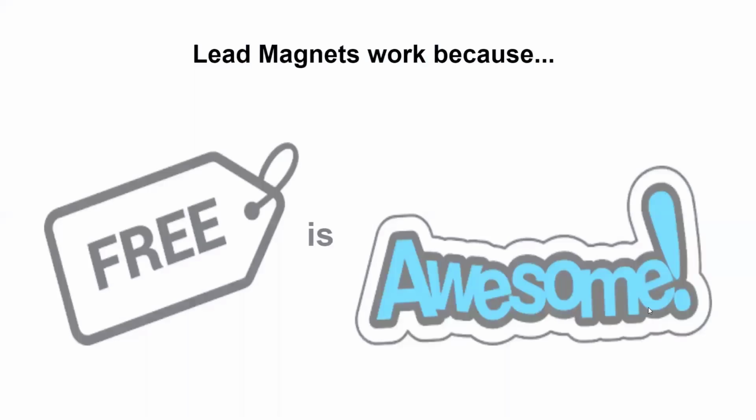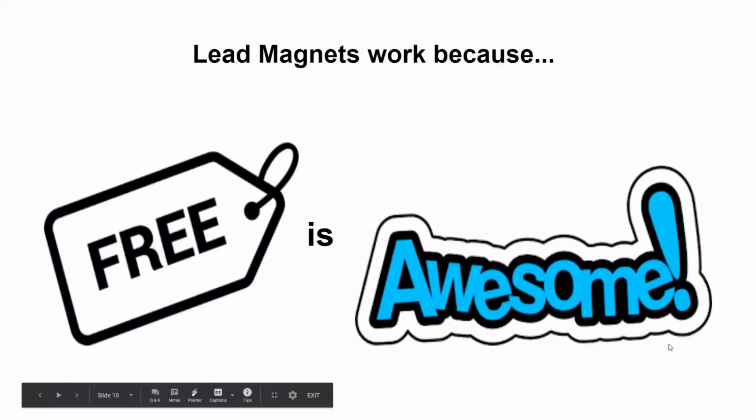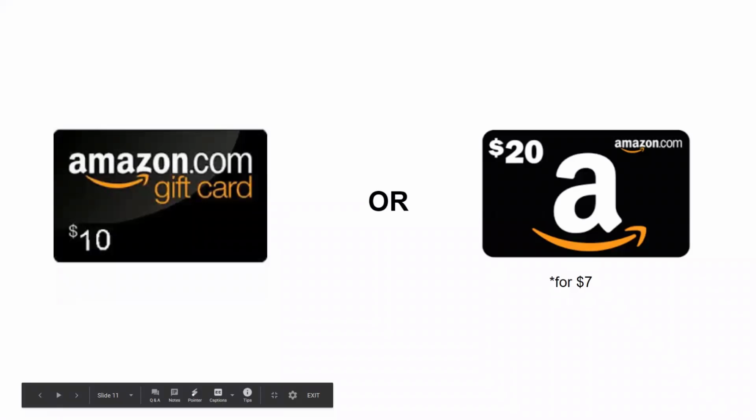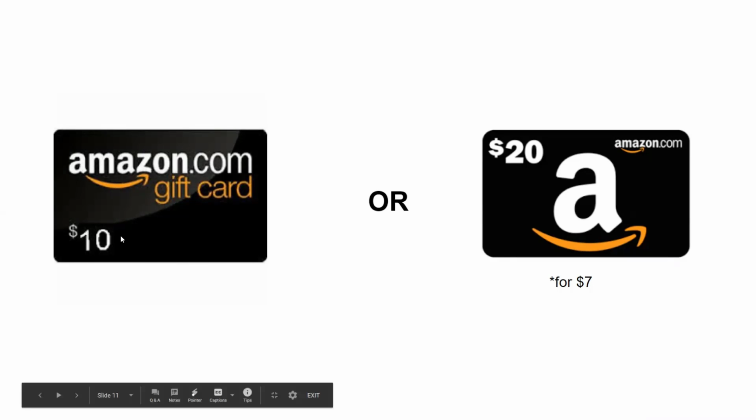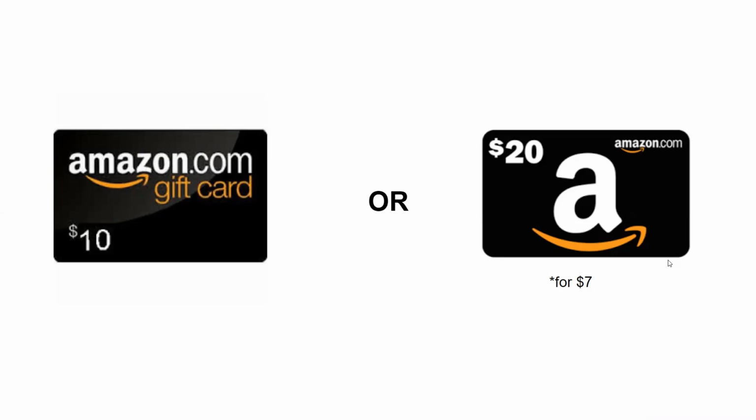Now, I love that you mentioned the free consultation, because lead magnets work because free is awesome. There is something about free that people have a hard time saying no to. So the lure of something free is a very powerful thing. Dan Ariely, the author of the book Predictably Irrational, proved this point with an experiment. He did this over and over again. He offered groups of people a free $10 Amazon gift card or a $20 Amazon gift card for $7.